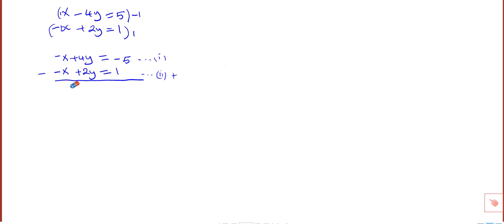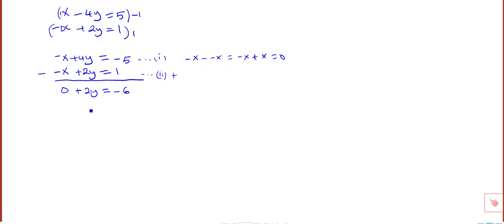So if I subtract here, -x minus -x is the same as -x plus x, which gives us 0. So I get a 0 there, and that means I've eliminated x. Now again, I do the same to all these other values. Here we have 4 minus 2, which gives us plus 2y, is equal to -5 minus 1, which gives us -6.